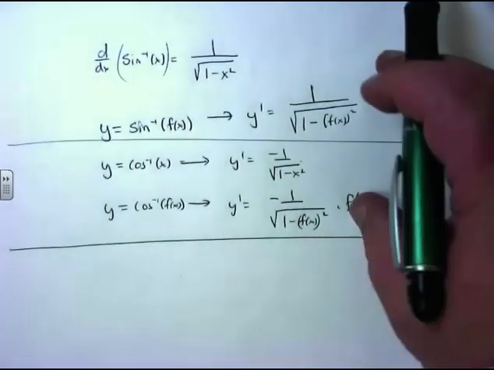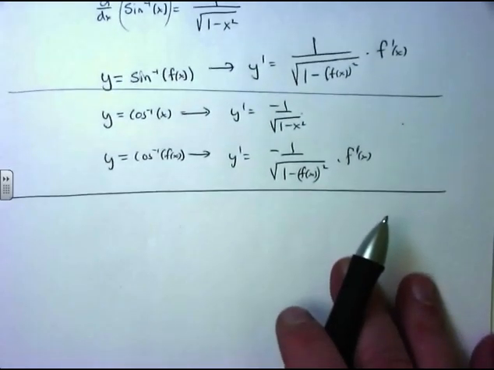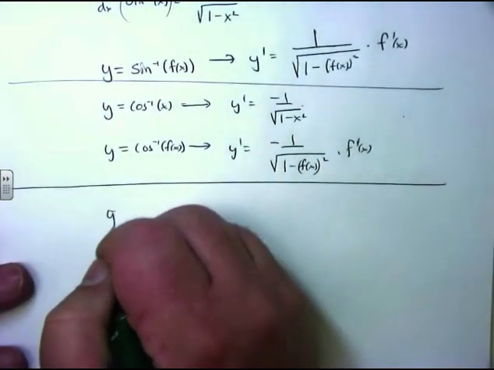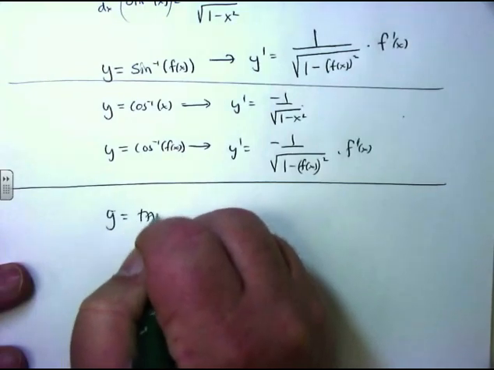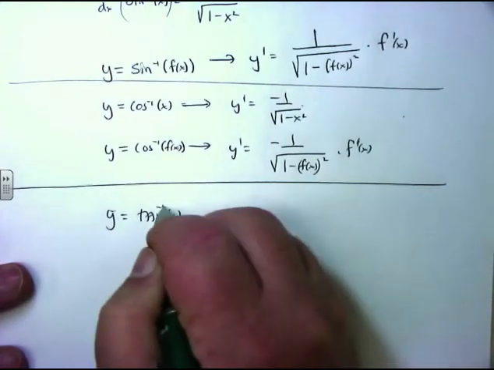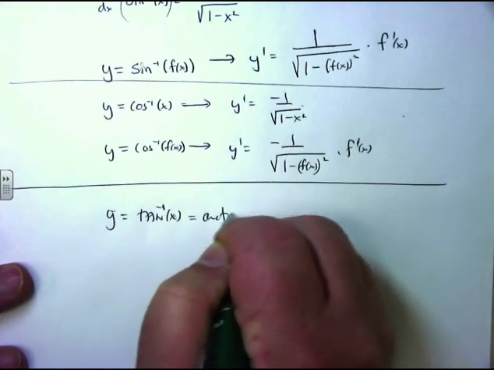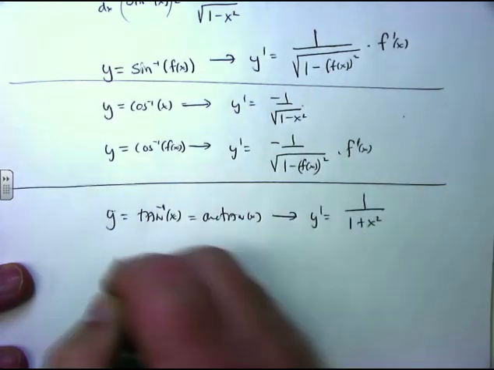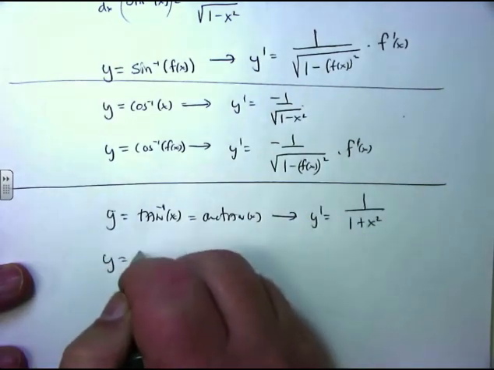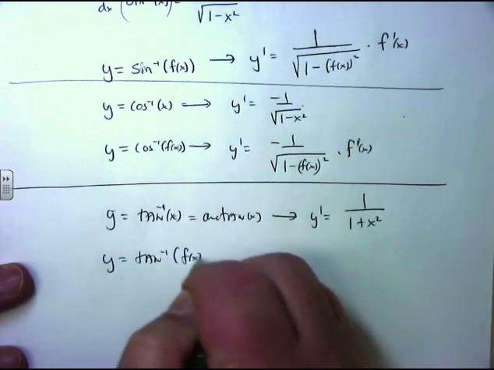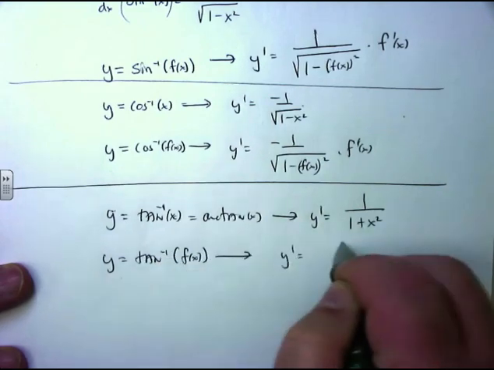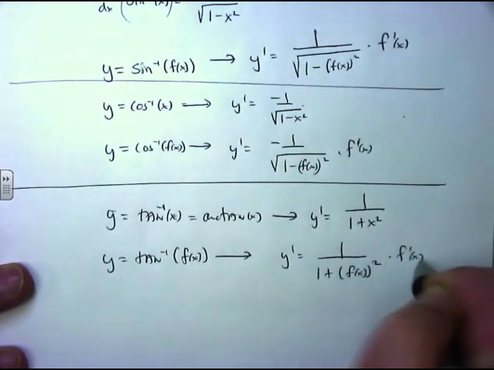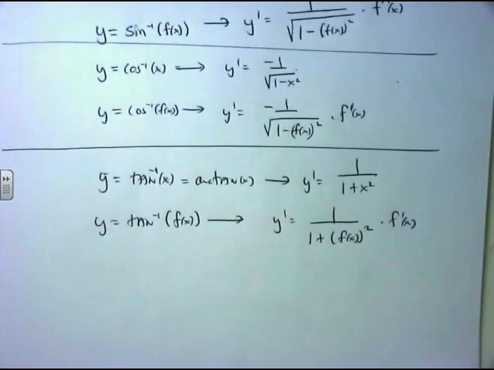And because of this, I don't feel the need to actually write down the co-inverses. Just got to write down the big formulas. So if y equals the tangent inverse of x, or arctangent of x, then y prime equals 1 over 1 plus x squared. Then you got a chain rule version of it. If y equals the tangent inverse of a function, then y prime equals 1 over 1 plus the function squared times the derivative of the inside.